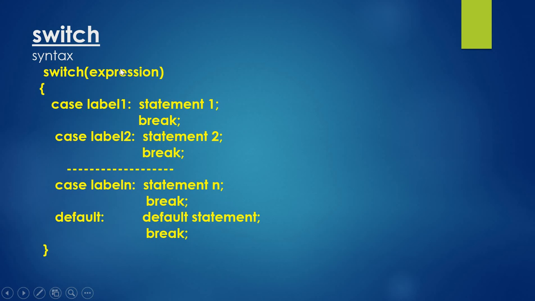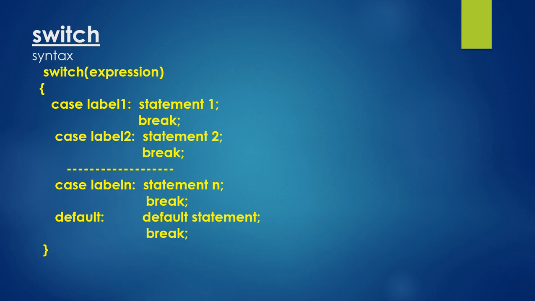Means, if this expression is equal to label 1, that is the first condition. If this expression is equal to label 1, which statement is to be executed? Statement 1 is to be executed. Then if this expression is equal to label 2, statement 2 is to be executed. Then if expression is equal to label n, statement n is to be executed. Okay.